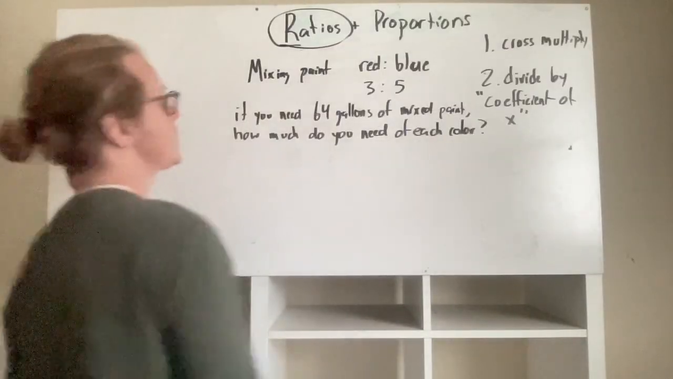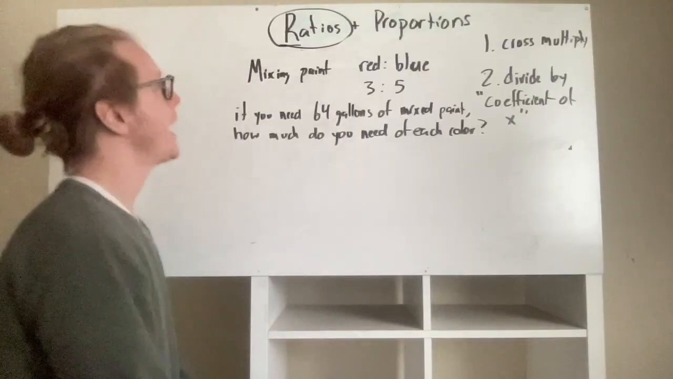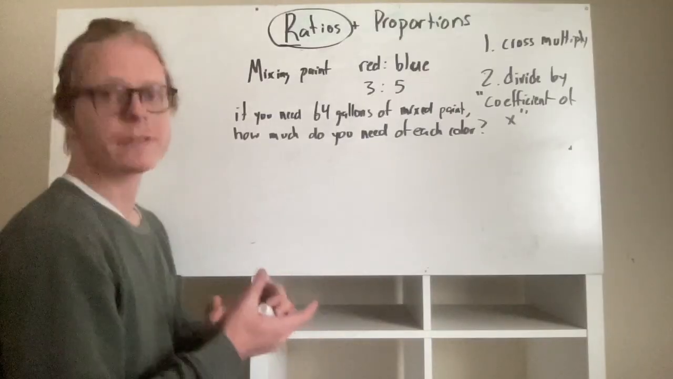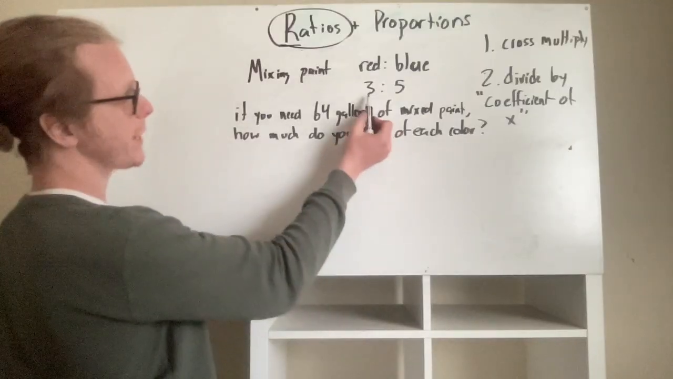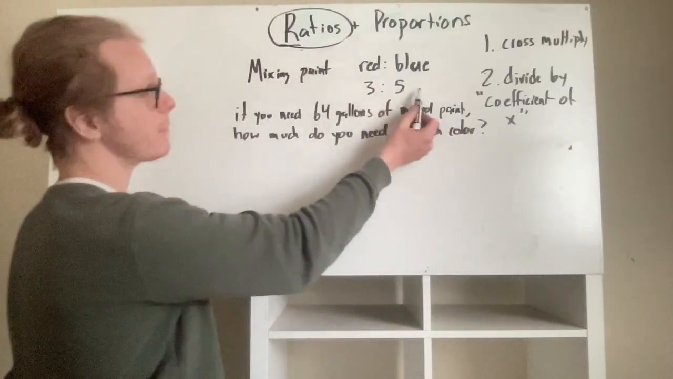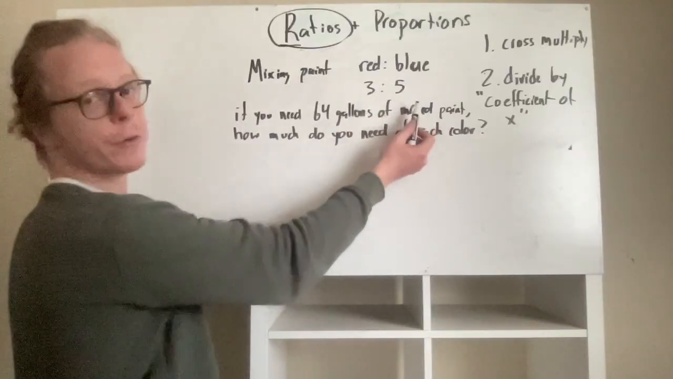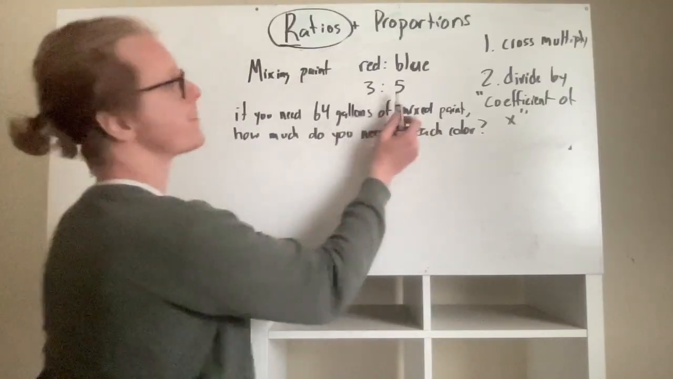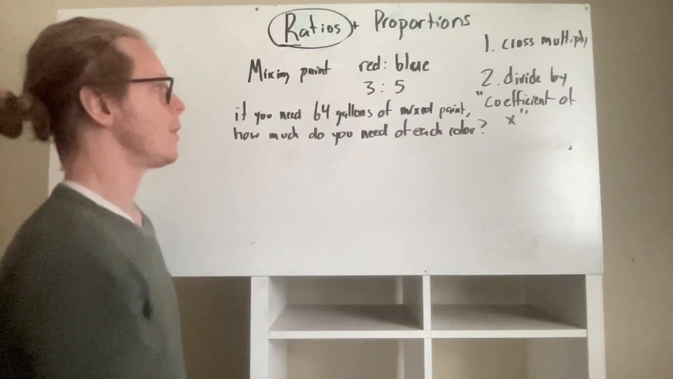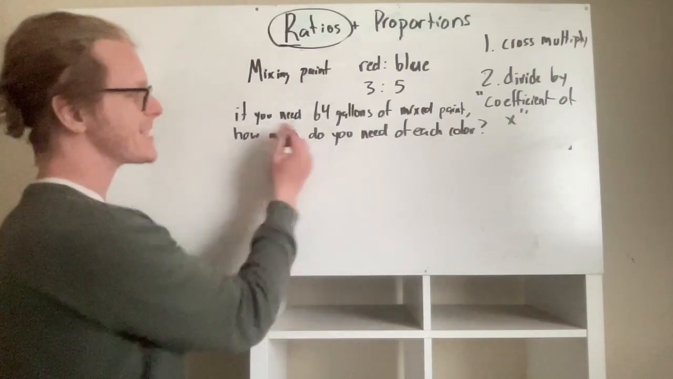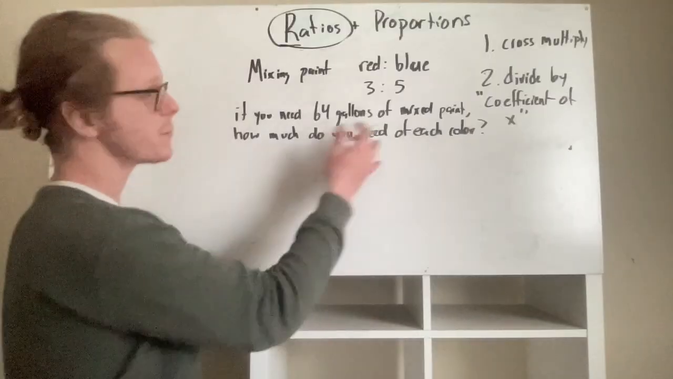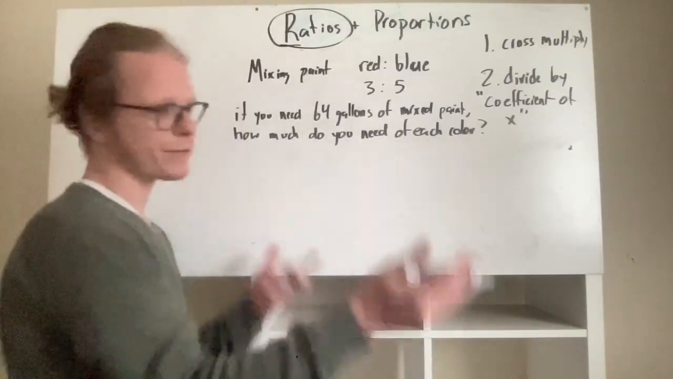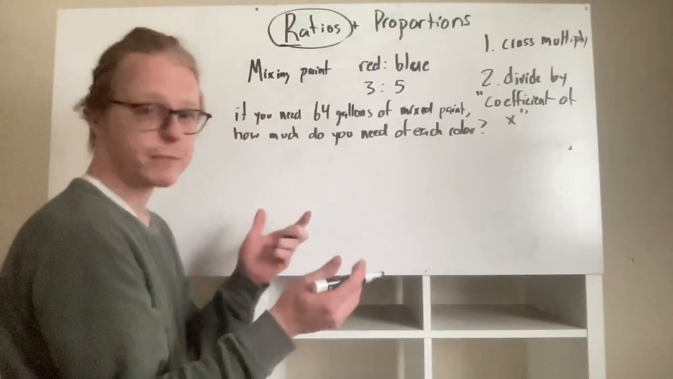Let's imagine you're on a construction site and you're told to mix some paint. You want to get a certain color, and you need to mix the red and the blue paint at a ratio of 3 to 5. So 3 parts red for every 5 parts blue. If you're told that you need 64 gallons of this mixed paint color, how many gallons would you need of each color? If you were to go to the store, how many gallons do you need to buy of each?